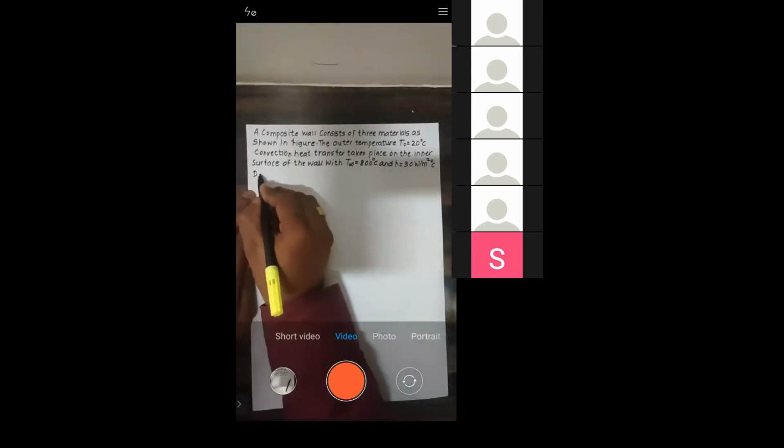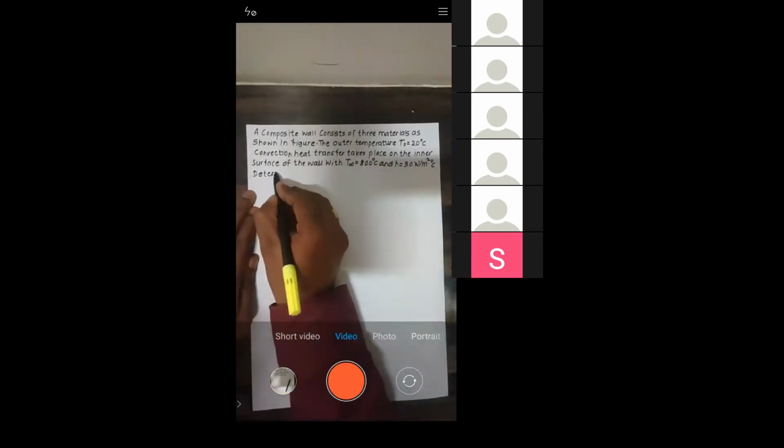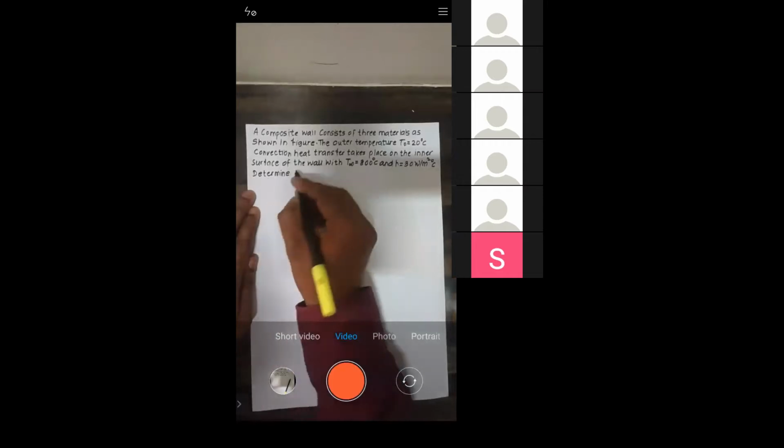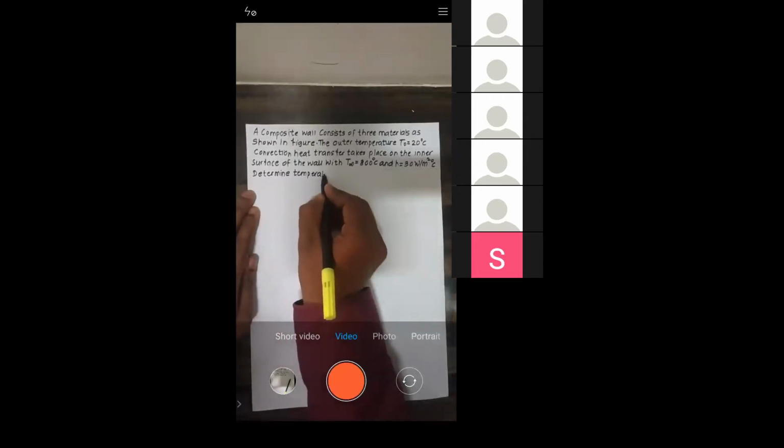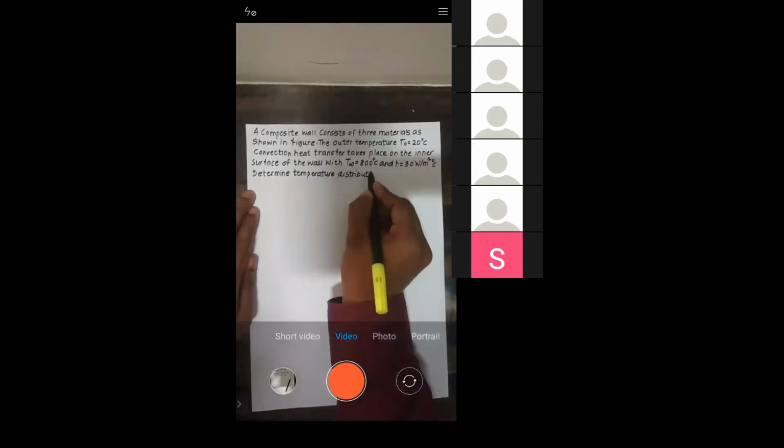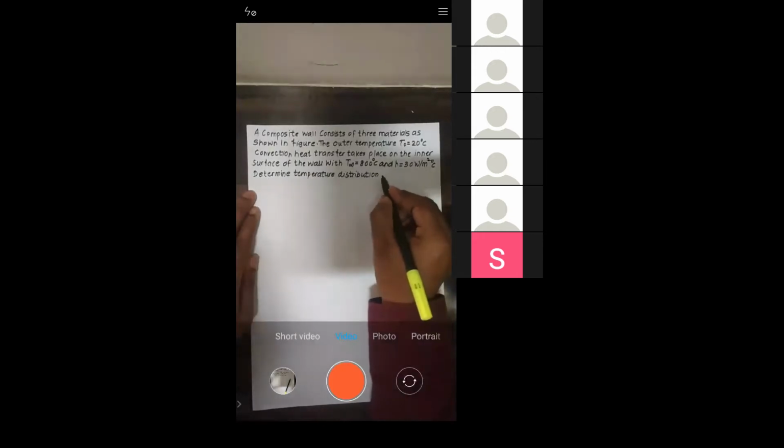Determine the temperature distribution in the wall.